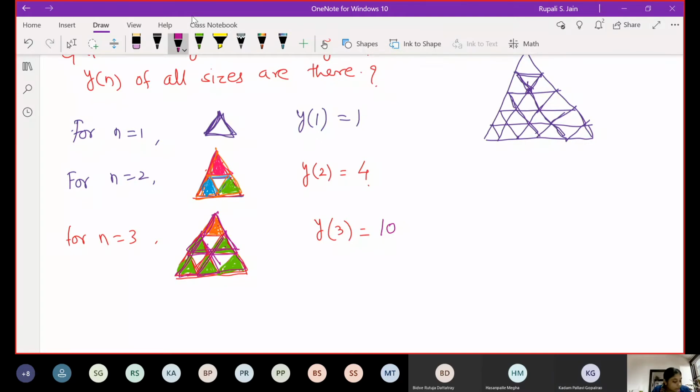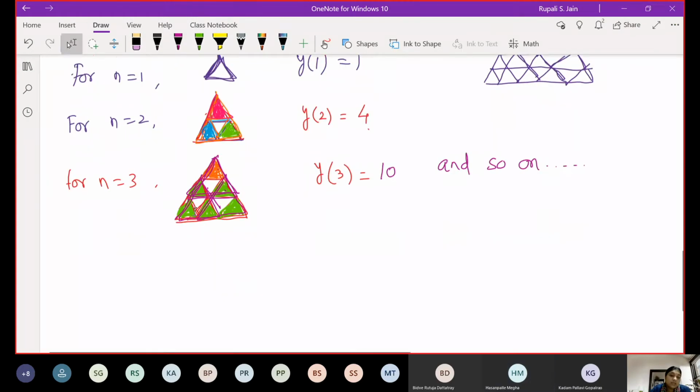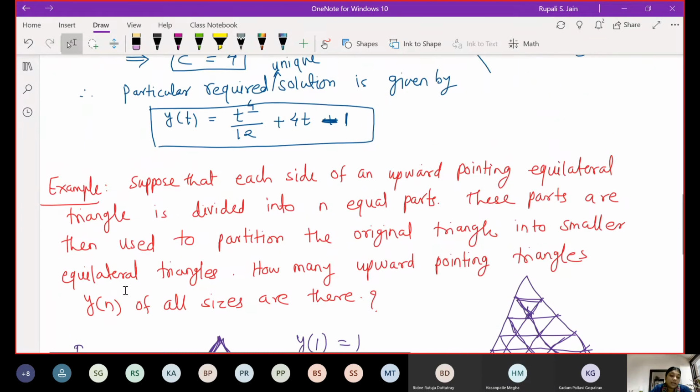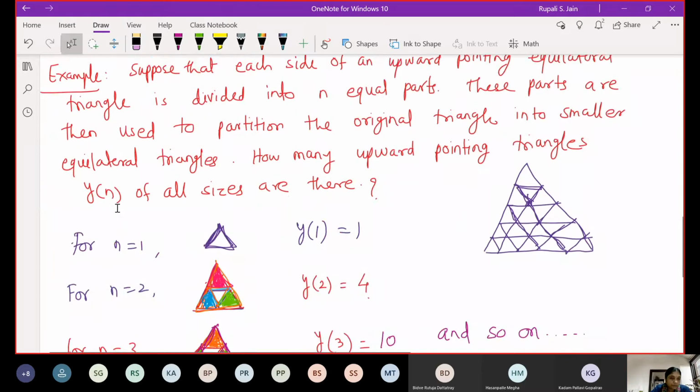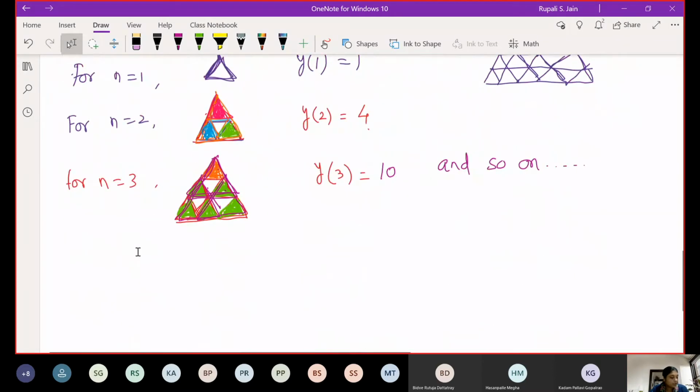Is that okay for everyone? Yes, ma'am. And so on. So now I want to find the general solution. What should be my y_n? Now if we go on doing like this, it is very difficult to find all the triangles. So we will use a difference equation here. So how will we use the difference equation?